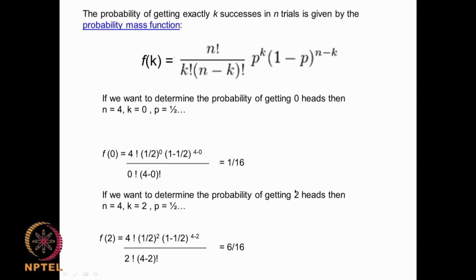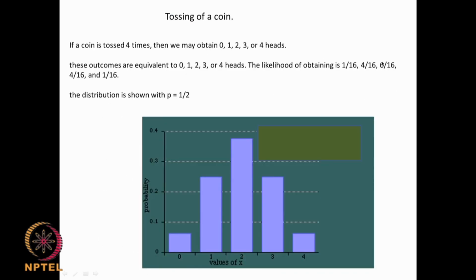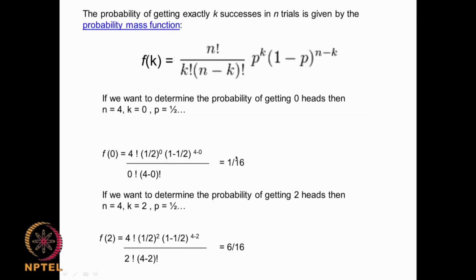Now if you want to know the probability of getting 2 heads when I toss the coin 4 times, so n equal to 4, k equal to 2, and again p will be half. So you put 4 factorial, 2 factorial, 4 minus 2 factorial, half raised to the power 2, and 1 minus half raised to the power 4 minus 2. You do all these calculations and you end up with 6 by 16. I mentioned here 6 by 16, that is the maximum. So when you toss the coin 4 times, the probability of getting 2 heads in those 4 is 6 by 16, that is the maximum.